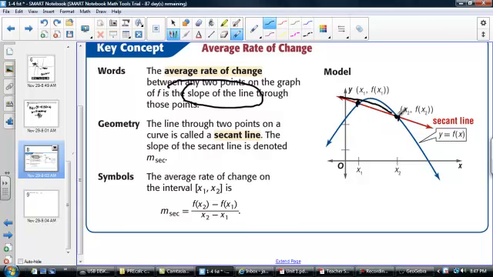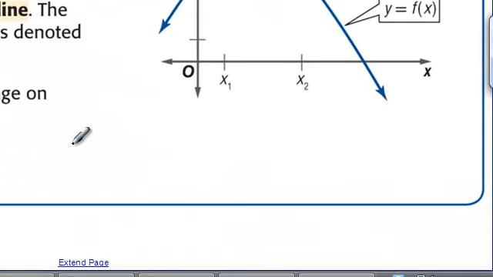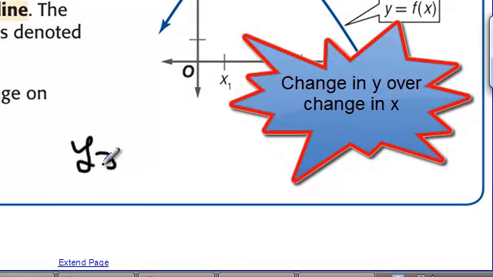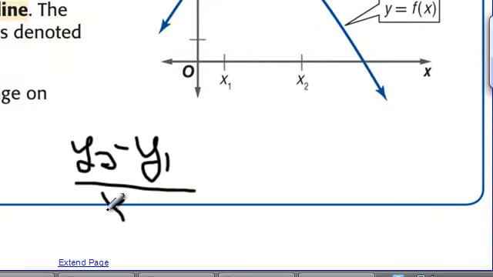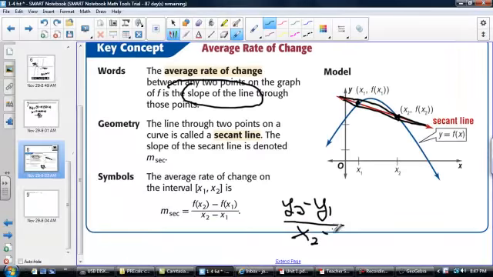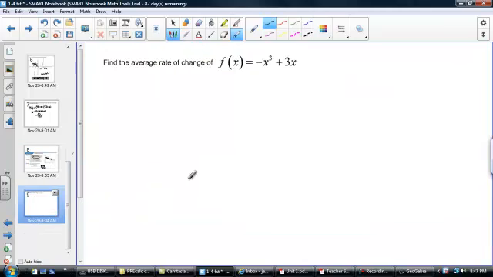Well, that's going to create a secant line. And that's what this is. This is a secant line. By finding the slope of the secant line, we find the average rate of change. Hey, look at this. This is the slope formula. Remember, another name for f of x is y. So, y2 minus y1 over x2 minus x1. Slope formula.